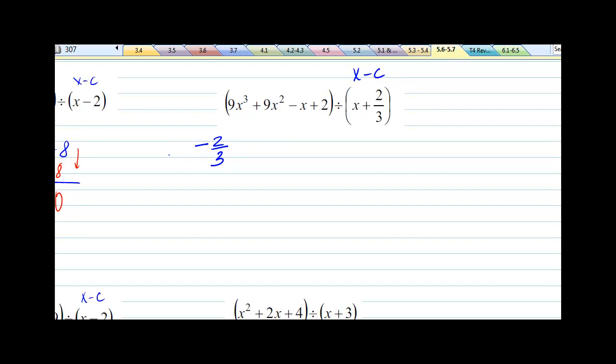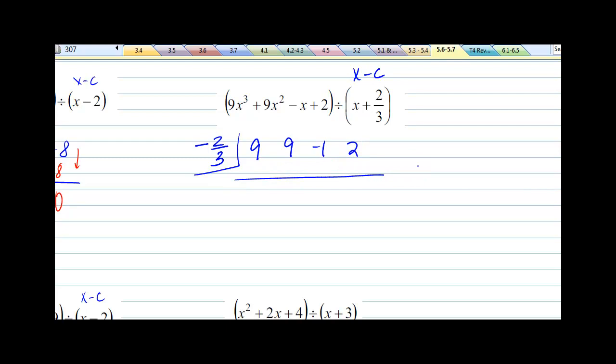And that will take care of turning it back into this form, because a minus times a plus gives me a minus. So just remember that if you start out with x plus something, when you take that c out, you change it to a negative. Now let's rewrite 9 plus 9 minus 1 plus 2.